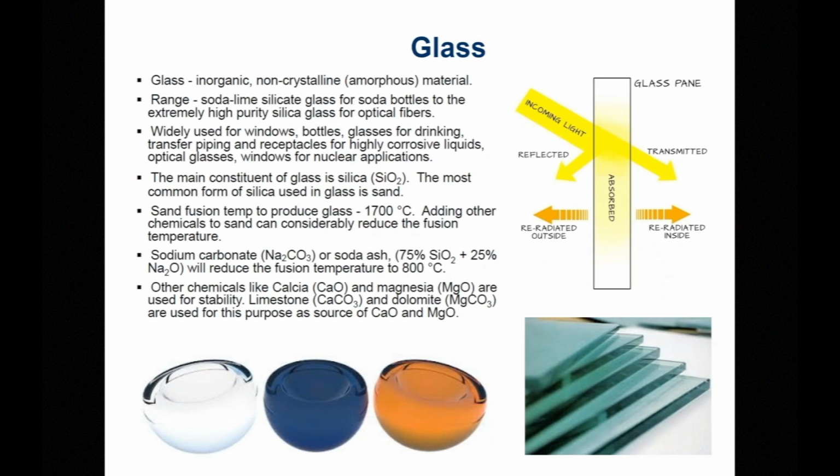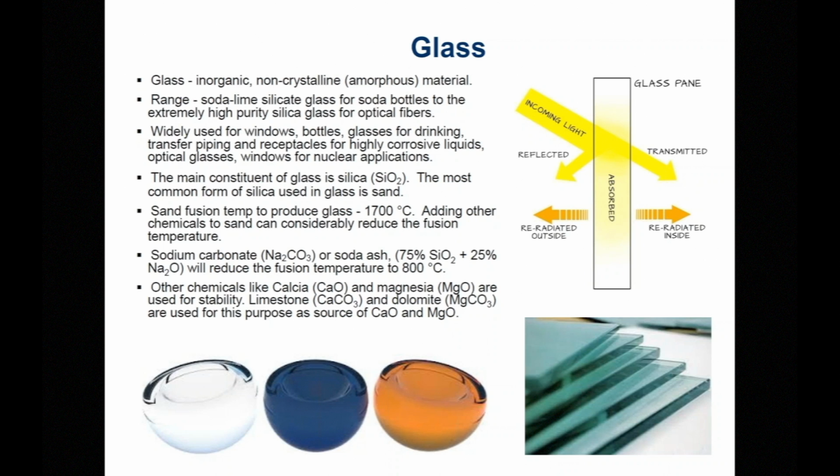Let's talk briefly about glasses. So glasses, most of what we associate with them are applications such as windows, bottles, drinking glasses, pipetting. But a lot of glasses, of course, are optical. So their ability to absorb, transmit, reflect light is very important for many applications. They are, of course, produced through fusion temperatures.